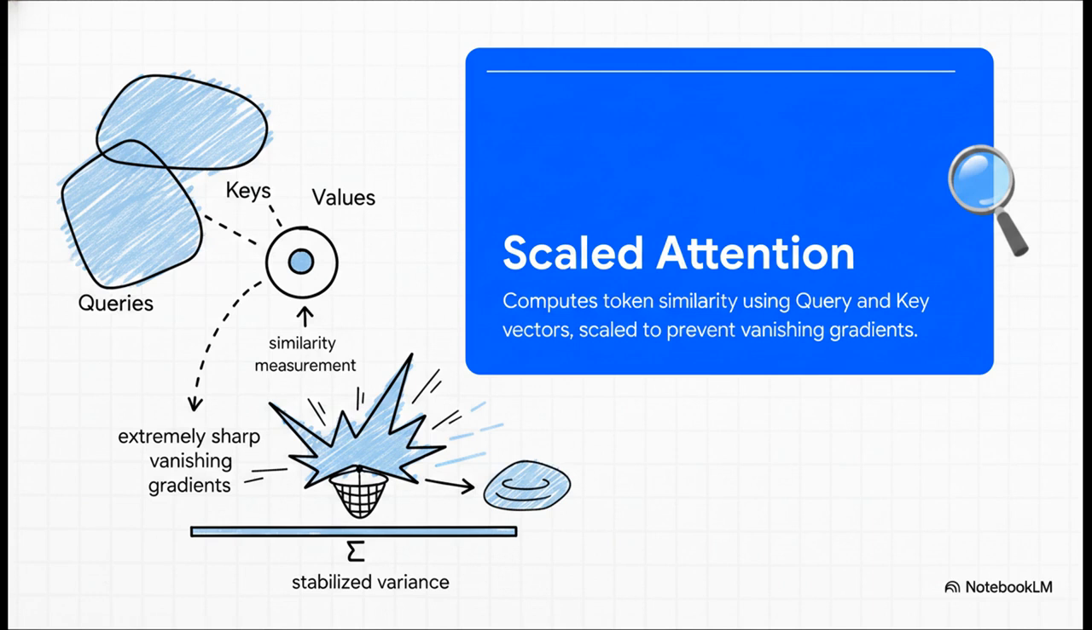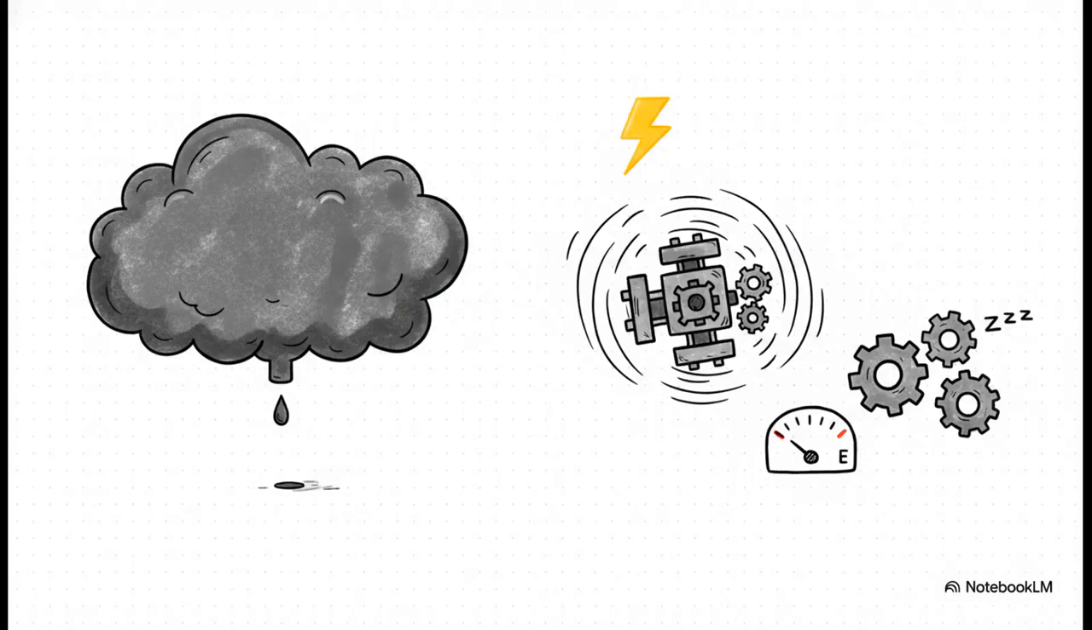But there is a serious mathematical trap here. As the hidden dimension scales up, the variance of that dot product increases exponentially. This causes the system to become extremely sharp and overconfident, practically halting the network's ability to learn. To stabilize this extreme variance, the dot product is brilliantly divided or scaled by the standard deviation. But even with absolutely perfect math, physically executing this on a GPU is brutal.